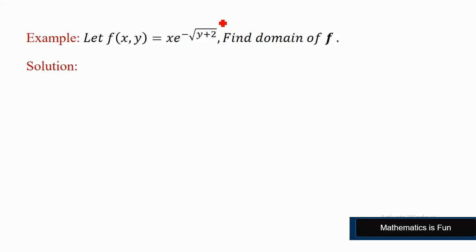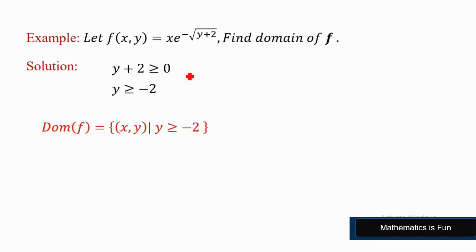So whenever we have the square root term, the term inside the square root should be positive or equal to 0. So let's take y plus 2 greater than or equal to 0. After simplifying it, it gives y greater than or equal to minus 2. So the domain can be defined in the form of that.